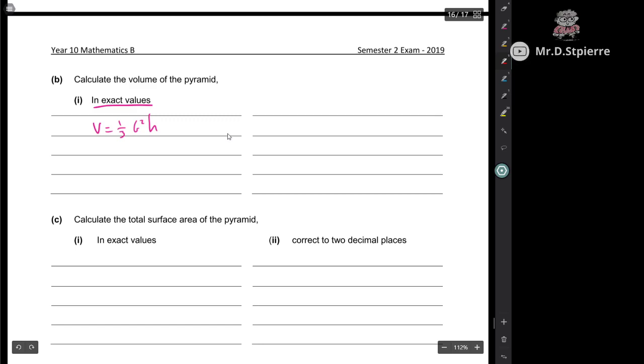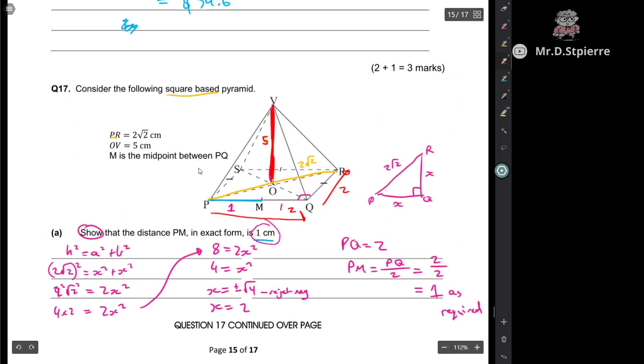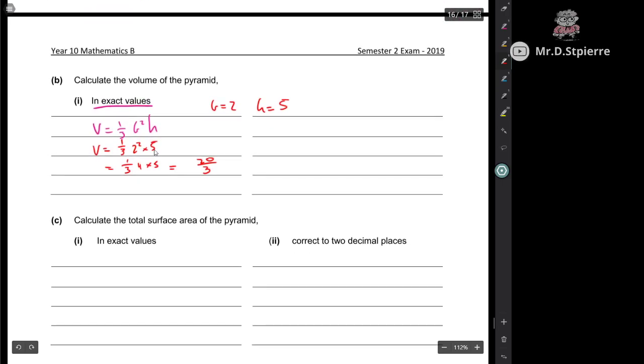So our volume is equal to 1/3, and we had B is equal to 2, and H is equal to 5. We get 1/3 times 2 squared times 5, which is 1/3 times 4 times 5, equal to 20 on 3. We can't simplify that any further, and we need units, and we're given our measurements in centimeters, so that is equal to 20/3 centimeters cubed.